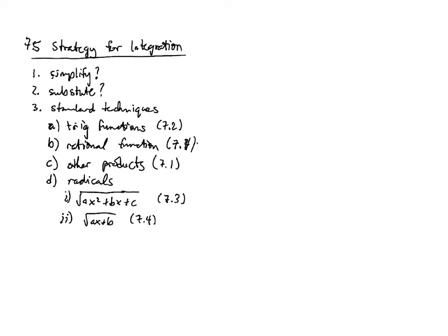The second thing is that this strategy doesn't always work, right? It might not be one of the standard techniques. There might not be an obvious substitution or an obvious simplification. And when this is the case, you have to go to step 4, which is really the last step, which is to try again.